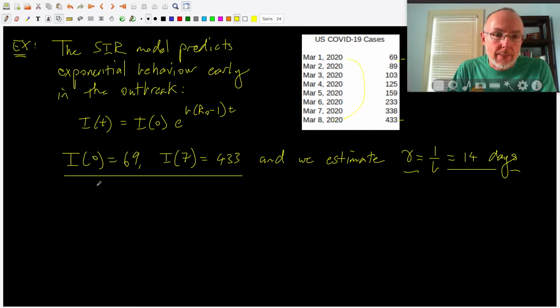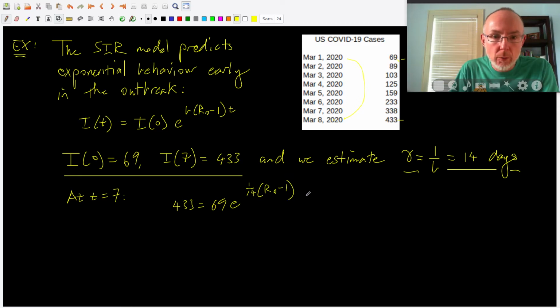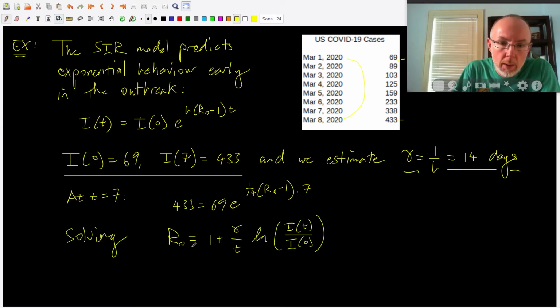So at 7 days, we can plug into this system and we see that 433 must be 69 e to the B, we know it's 1 over 14 R naught minus 1. That's what we're going to calculate because we're doing this after 7 days and we're going to solve for R naught.